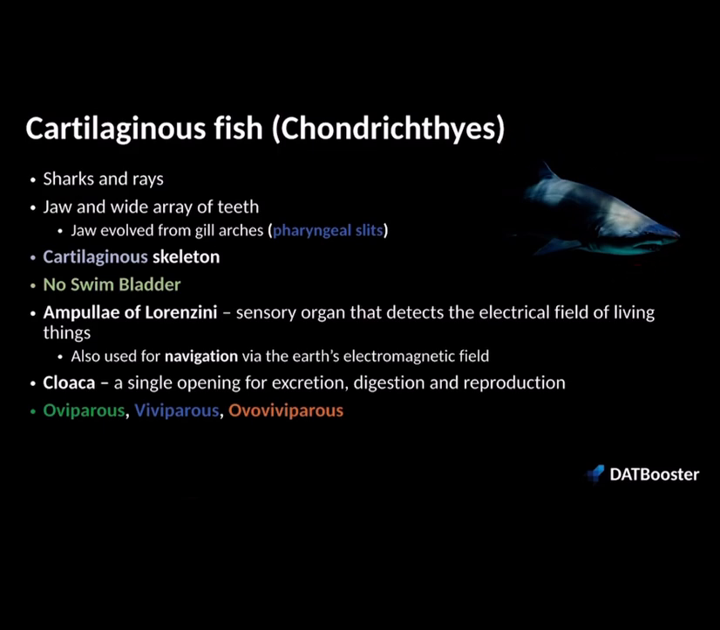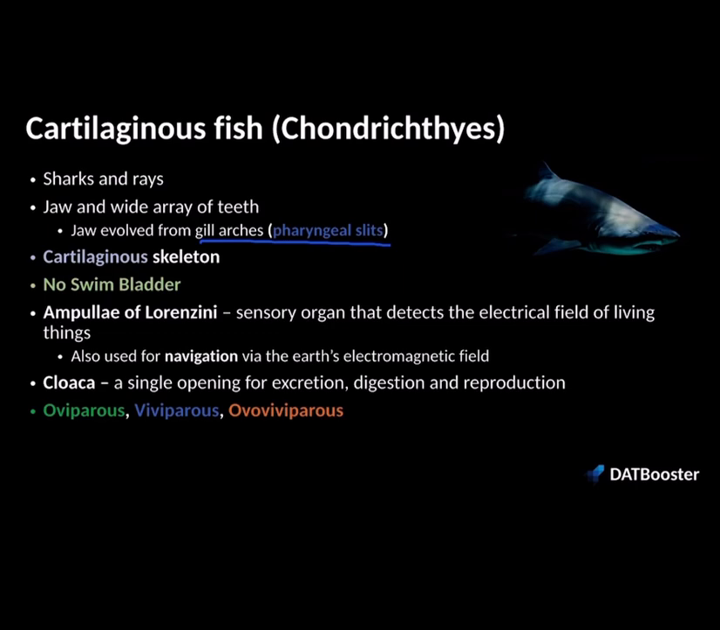So sharks do not have bones, they just have cartilage. Unlike jawless fish, we get a jaw here. And the jaw is actually developed from the gill arches, which are the pharyngeal slits of a chordate. Sharks and rays also do not have a swim bladder.